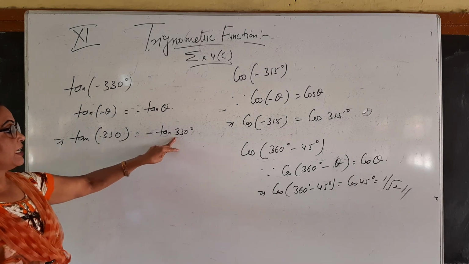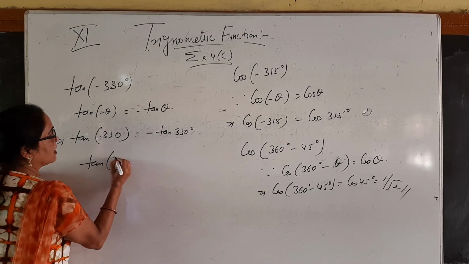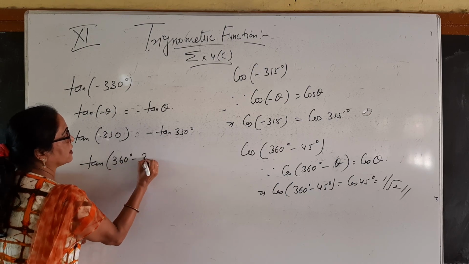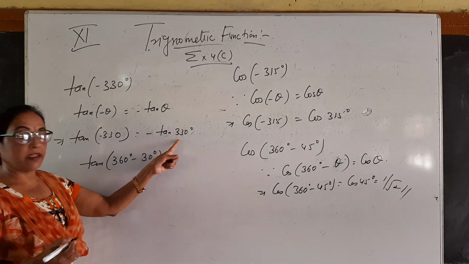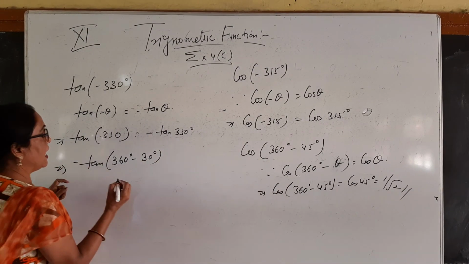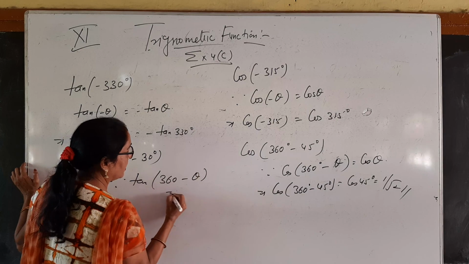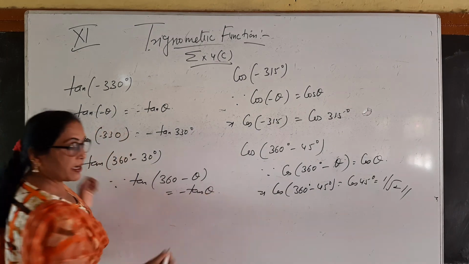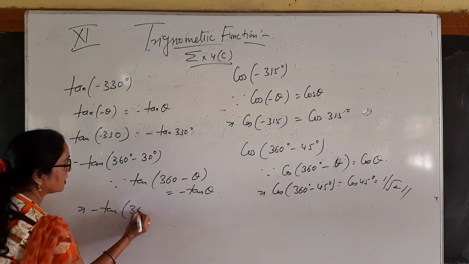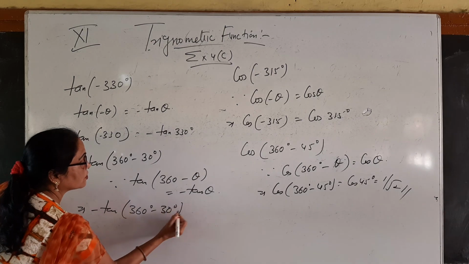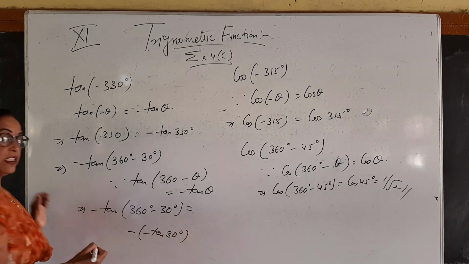Now we have to find the value of tan 330 degree, which can be written as 360 degree minus 30 degree. 360 minus 30 is 330 degree. The minus sign is already given here, and we know that tan(360 minus theta) is equal to minus tan theta. This is the formula. So we will get minus tan(360 degree minus 30 degree), so it will become minus tan 30 degree. Now minus into minus will become plus.